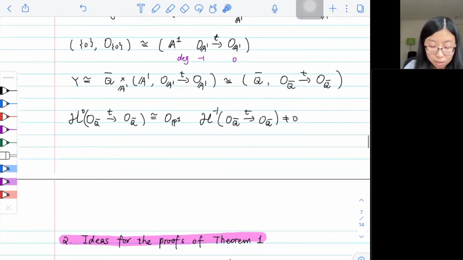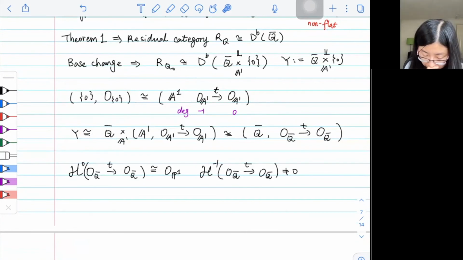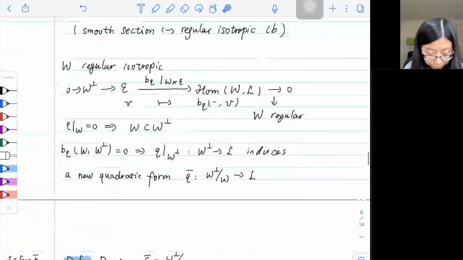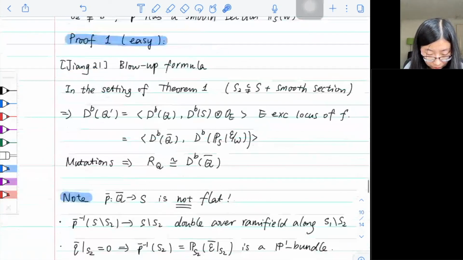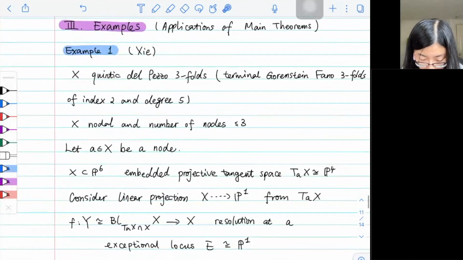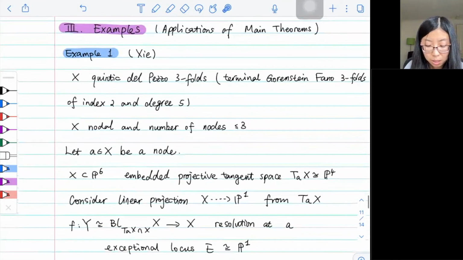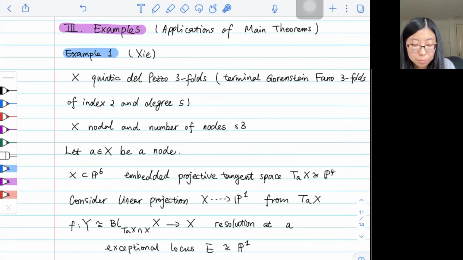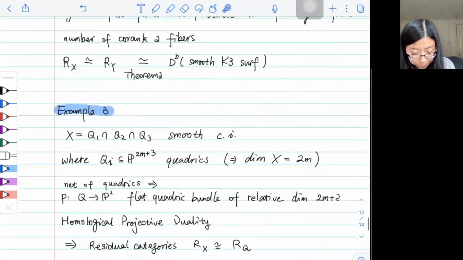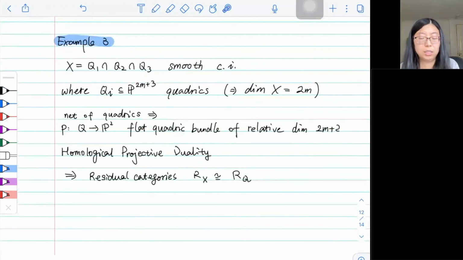Okay. So I guess now maybe I would jump to the applications for the theorems. Let's see. The two theorems I mentioned, you can apply to three examples. Two are reproofs of previous examples. So maybe let me first mention the new example, which is the complete intersection of quadrics.